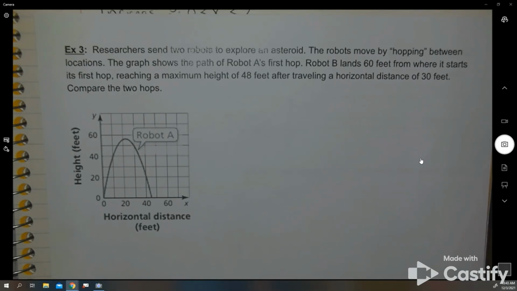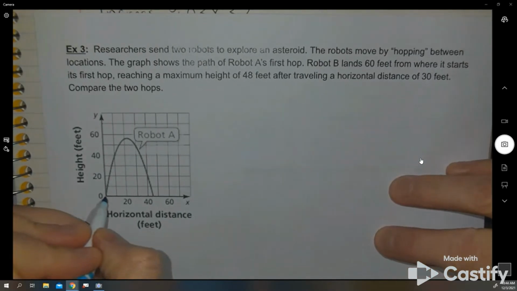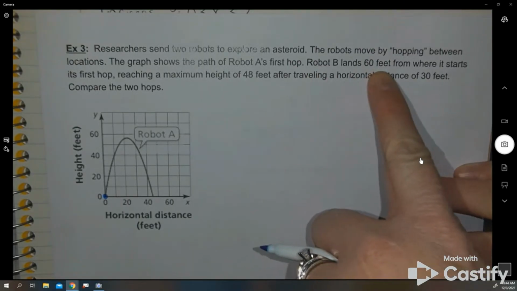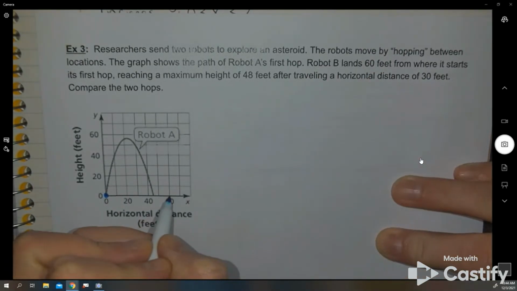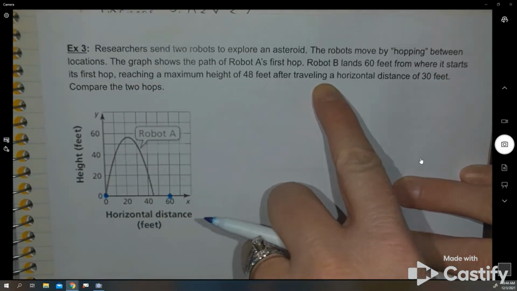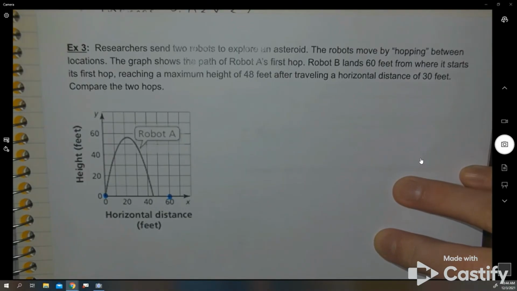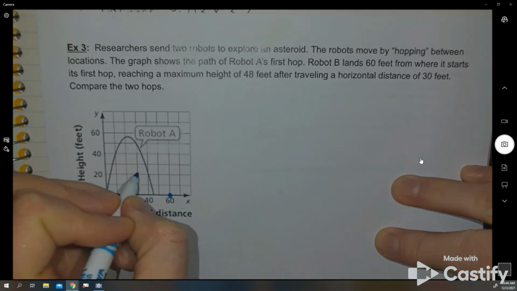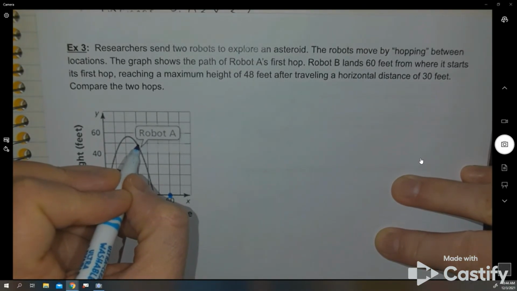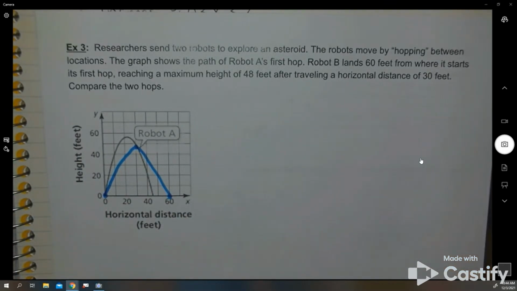So, for starters, this robot is starting, just like the other one, at 0, 0. So it starts here at 0, 0. We know that it lands 60 feet from where it started. So 60 feet away is where it landed. And it says that it reached a maximum height of 48 feet after traveling a horizontal distance of 30 feet. So basically that makes it the point 30, 48. So on my graph, I'm going to go over to 30 and up to 48. I'm going to have to estimate this because this line here is 50. So it kind of looks like that. Let's give robot A some color so we can see that better.